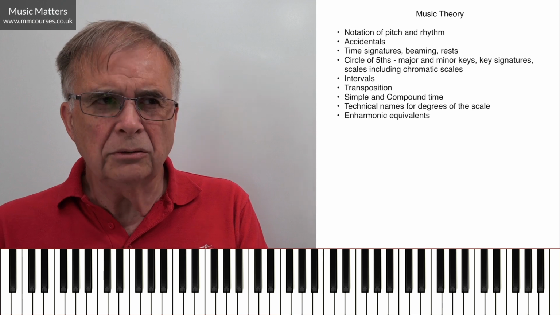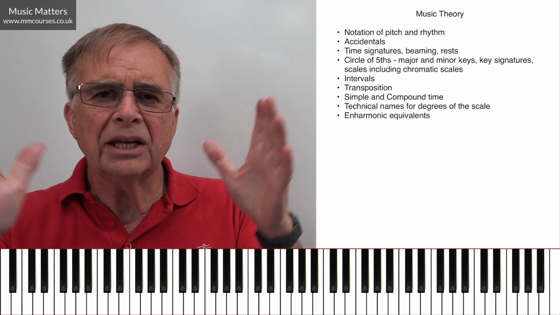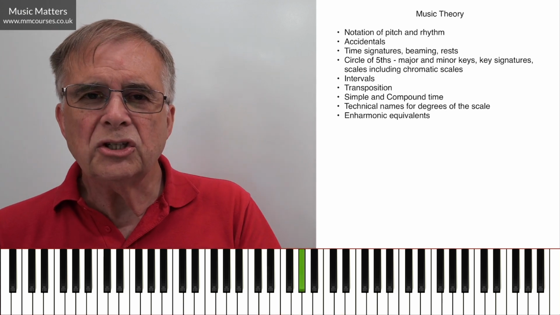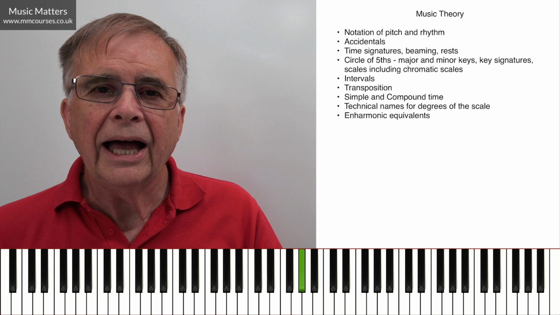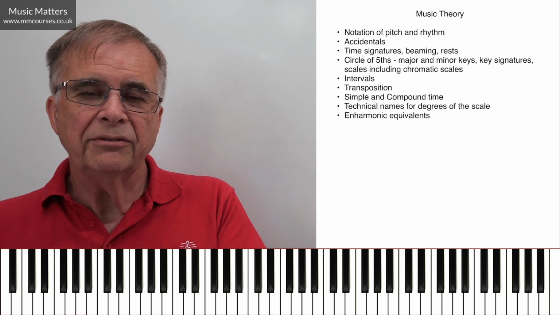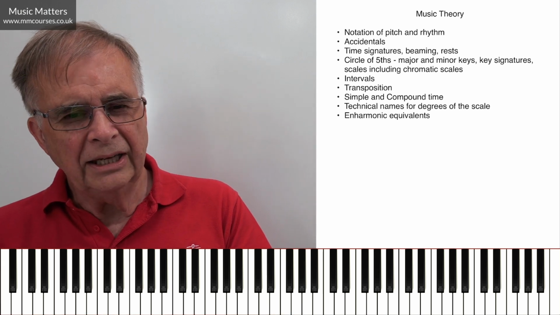Enharmonic equivalence. Oh my goodness, that sounds complicated. It's not as complicated as it sounds, once again. Enharmonic equivalence is saying this note is G sharp, but it's also A flat. So in other words, it sounds the same, but it's got a different name. Why is it called G sharp in this key? Why is it called A flat in that key?